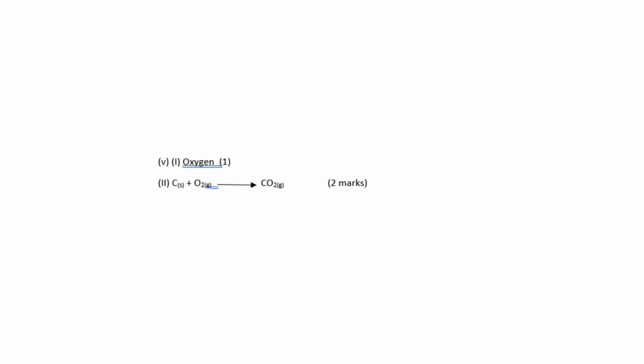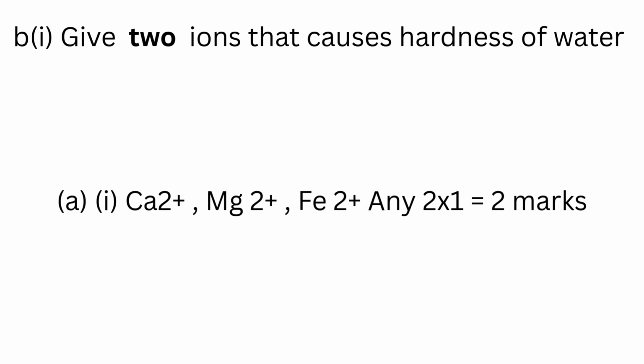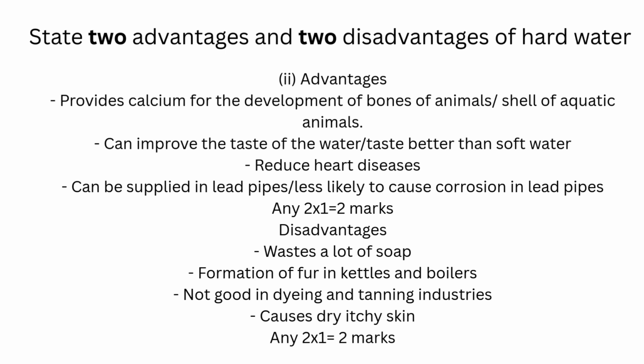The next question. Give 2 ions that cause hardness of water. Calcium ion, magnesium ion, or iron ion. Any 2 that you mention, you get 2 marks. That is 1 mark each. Are we following? Hope we're following. The next question. State 2 advantages and 2 disadvantages of hard water. 2 advantages, you get 2 marks; 2 disadvantages, you get 2 marks. That's a total of 4 marks. Please don't forget, write advantage on top and write the 2. Write disadvantage and write the 2. If you do it like that, you're going to get your full mark.